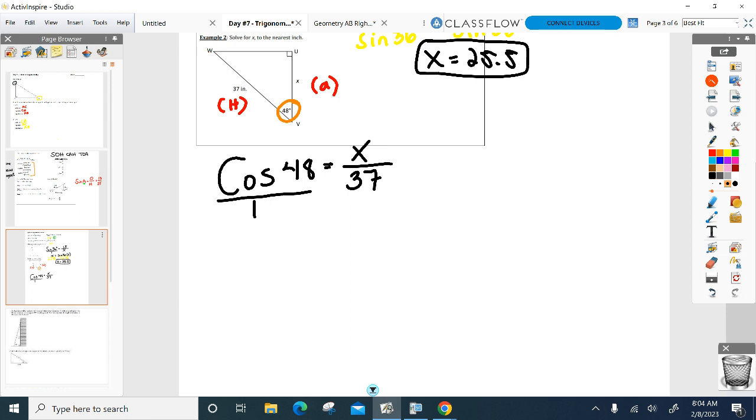So X times 1, I get X. Over here, what do I get? Cosine of 48 times 37. Does everyone see there's nothing to divide out like it was in the previous problem? X is all by itself. X is by itself. There's nothing else to do other than to type this into my calculator.